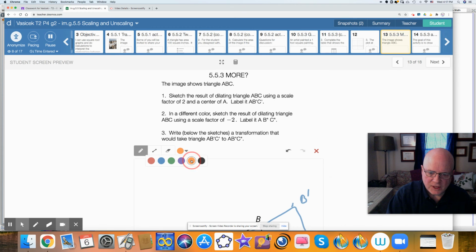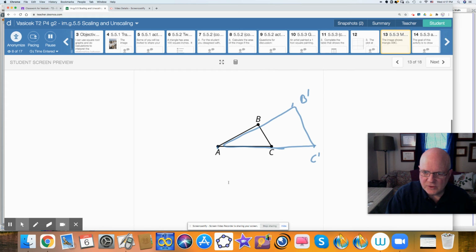Then it says to scale it by -2. I'll do this in a different color. So if you scale this by -2, if this is a scale of 1, -2 is go -1, -2. This would be B double prime. Here, this is 1. I'm going to go 1, 2, way over there somewhere. This would be C double prime.